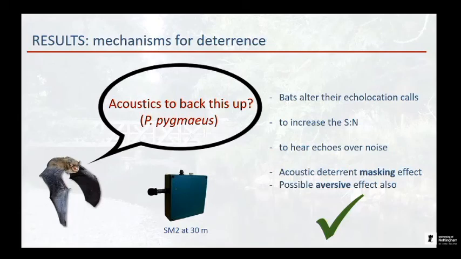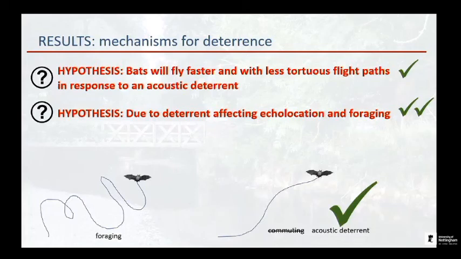But we can't quite rule out this aversive effect, which may be happening in tandem as well, because we didn't directly test that. So there's some extra evidence for that hypothesis that the mechanism is due to an effect on foraging, and that's due to an effect on echolocation.